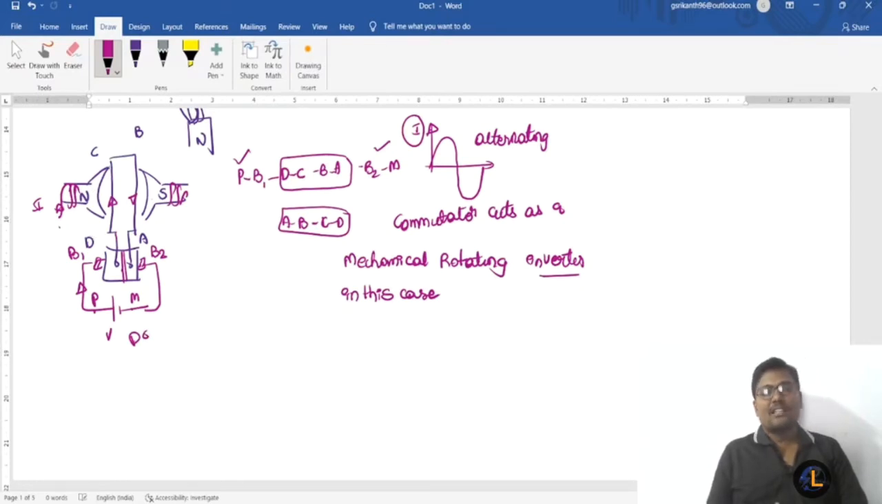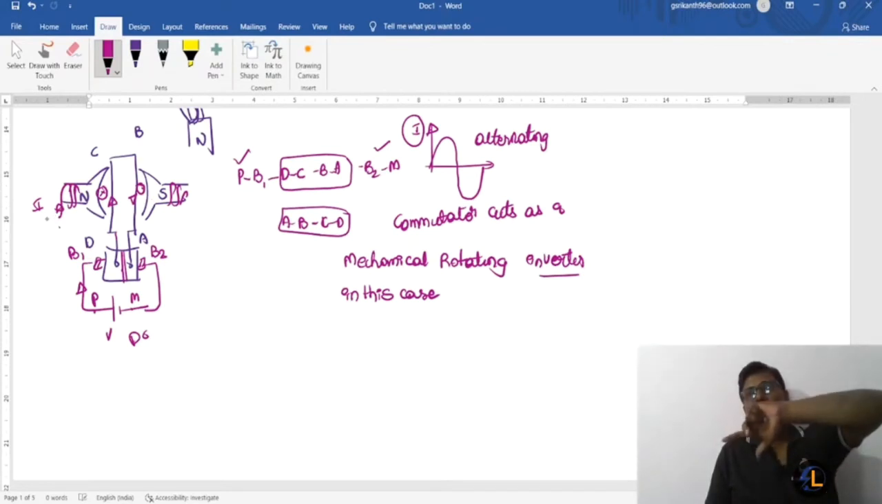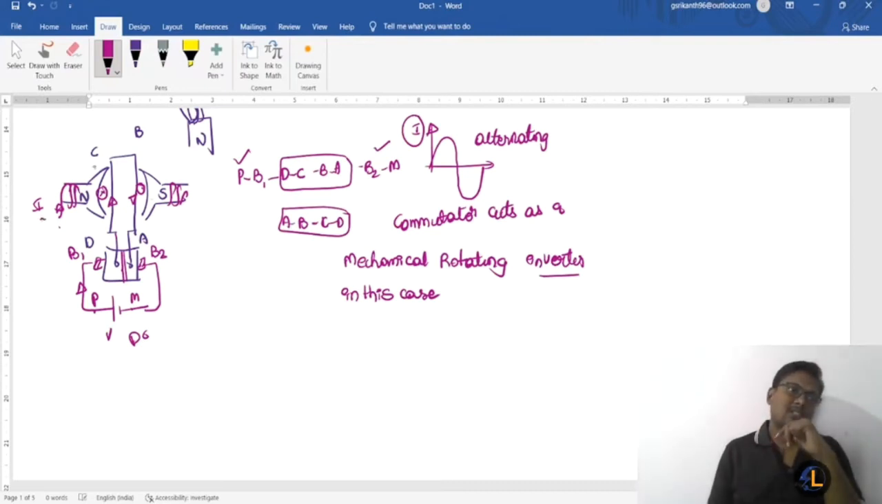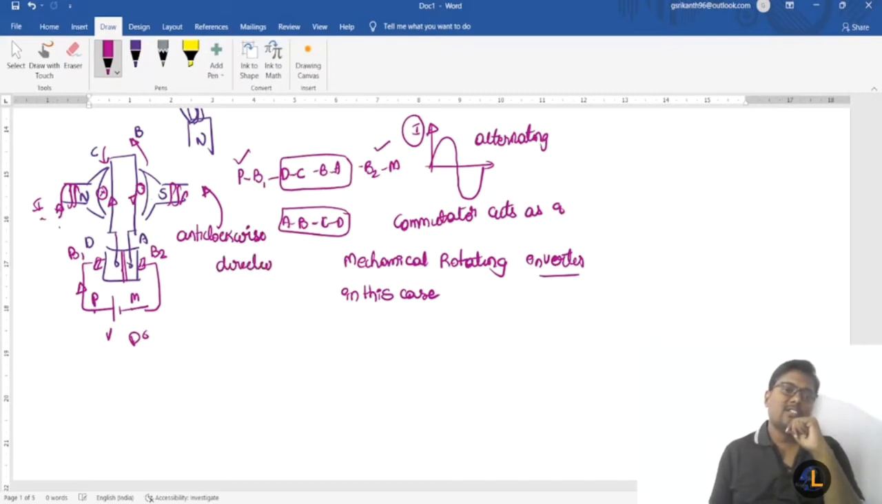Again, you can apply the right hand grip rule. So here is the current N2 and the current will be dot. By applying Fleming's left hand rule, the field is from north pole to south pole, and the current is into the board. This will be the downward direction, and this will be the upward direction. Then the armature conductors are rotating in anti-clockwise direction, so it will be rotating in the same direction.